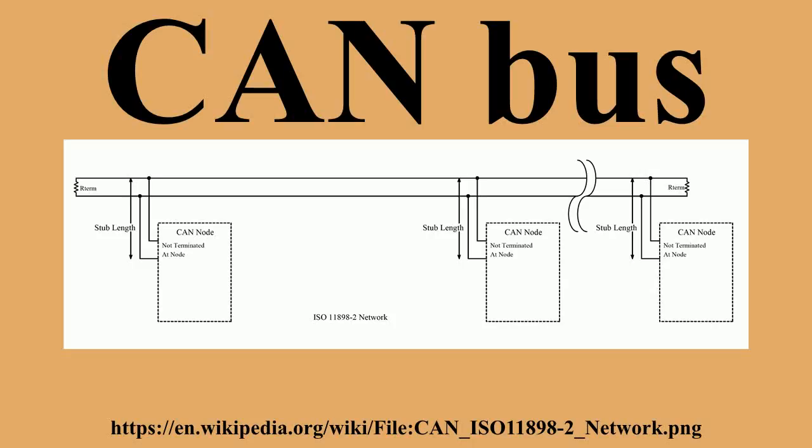A controller area network is a vehicle bus standard designed to allow microcontrollers and devices to communicate with each other in applications without a host computer. It is a message-based protocol, designed originally for multiplex electrical wiring within automobiles, but is also used in many other contexts. Development of the CAN bus started in 1983 at Robert Bosch GmbH.